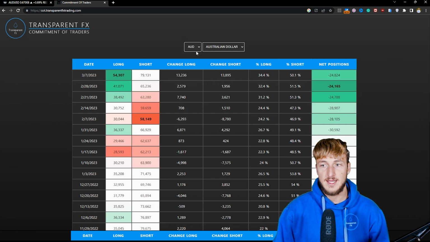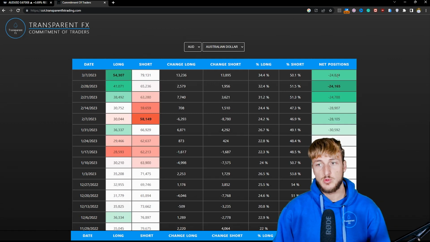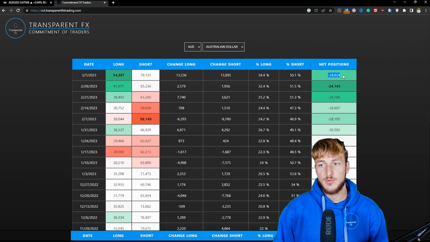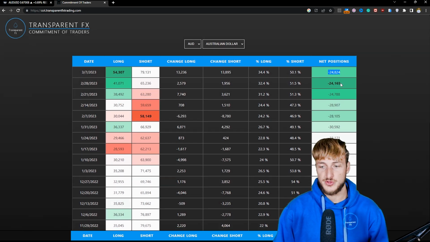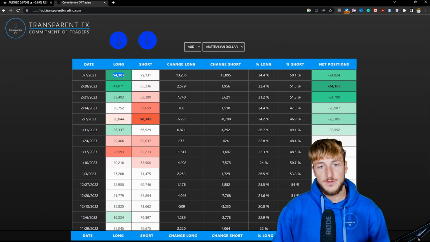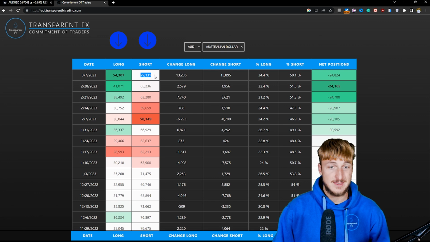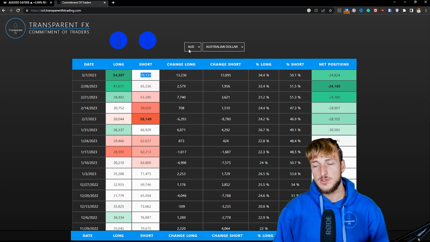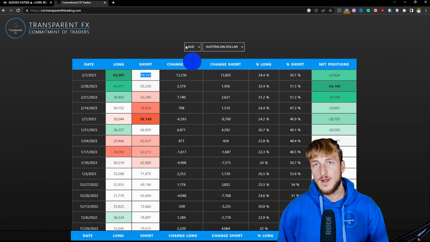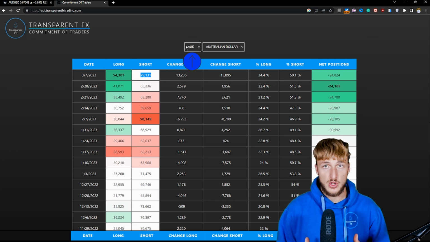Now, if we check the data for the AUD, what we can see is that with the last reports, net positions have been increased. We went from having minus 51k net positions all the way up to now having minus 24k net positions. So we can see a massive increase of the net positioning here, reaching 54k longs compared to 79k shorts. So in a situation like this, where net positions are getting increased, you have to keep in mind that if you're checking the data for the AUD, you're actually already checking AUDUSD because all currencies on the spot are traded against the USD.